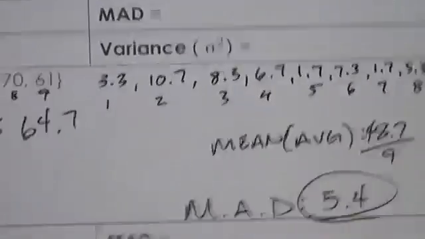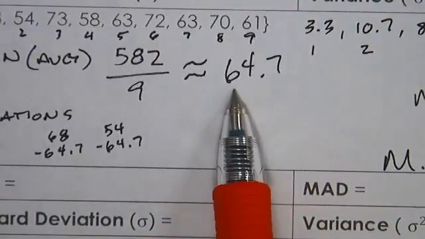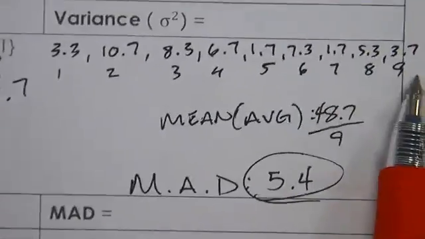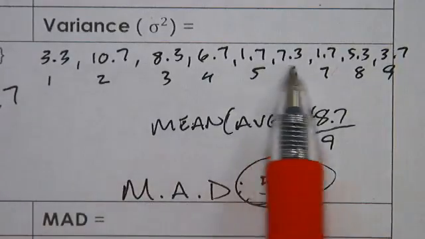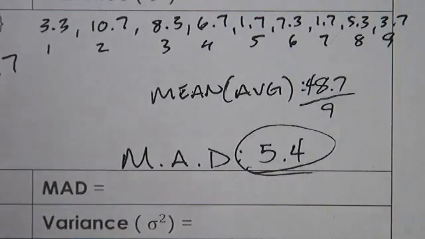That's a MAD. So we find the average first. We subtract every value from the average, or vice versa. It doesn't matter. We just make them all positive. And then we average those, and that's our answer. The MAD is just the average of the deviations.